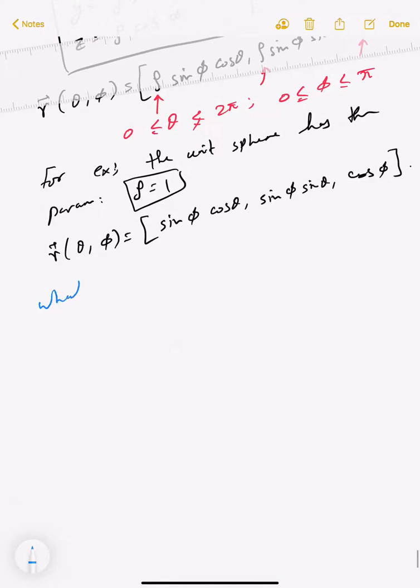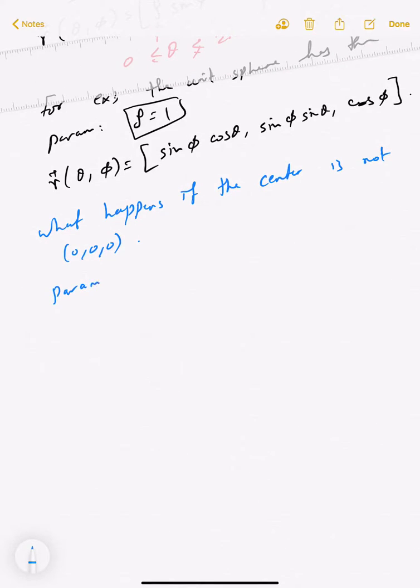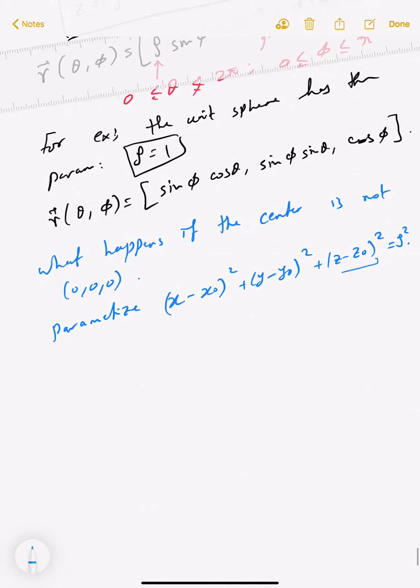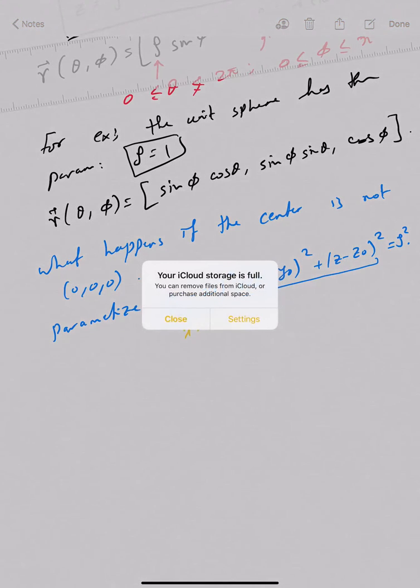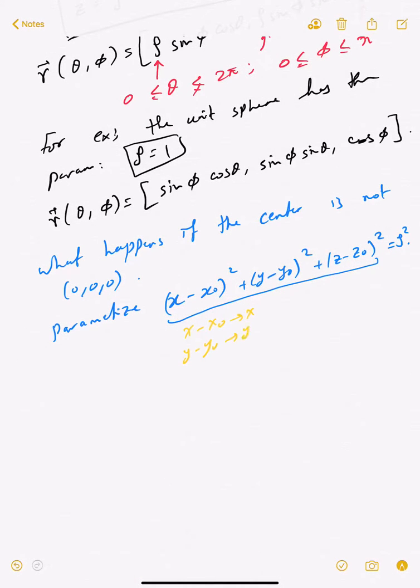But what happens if the center is not 0, 0, 0? So we want to parameterize x minus x naught squared plus y minus y naught squared plus z minus z naught squared equals rho squared. This equation looks exactly like a sphere centered at the origin, as if you are replacing x minus x naught with x, y minus y naught with y, and z minus z naught with z. So this is like the new x, the new y, the new z.